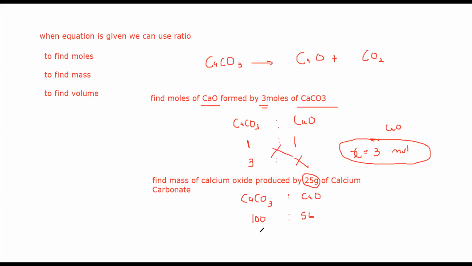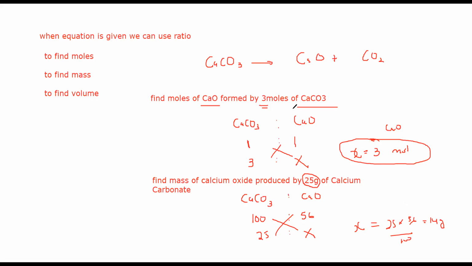But in the question, we have only 25. So if we have 25, how much calcium oxide will be there? X. Cross multiply. So 25 into 56 divided by 100, what's the answer? 56, 28, 14. So it will be 25 into 56 divided by 100. That's equal to 14 grams. Is it clear? 14 grams.